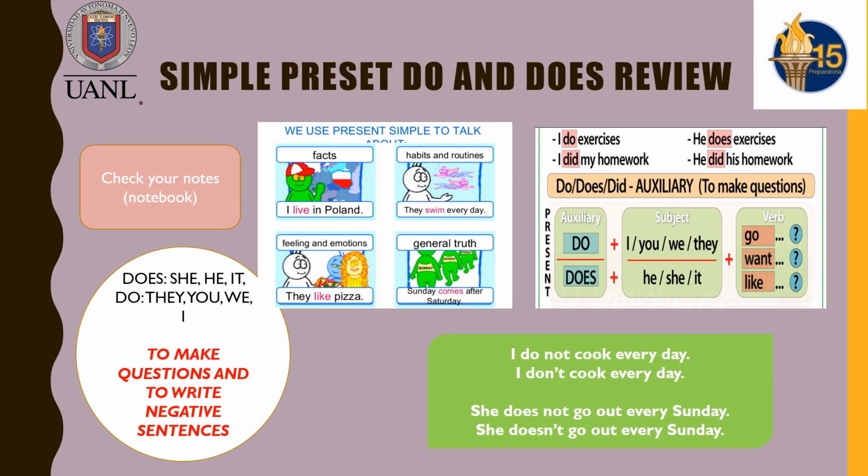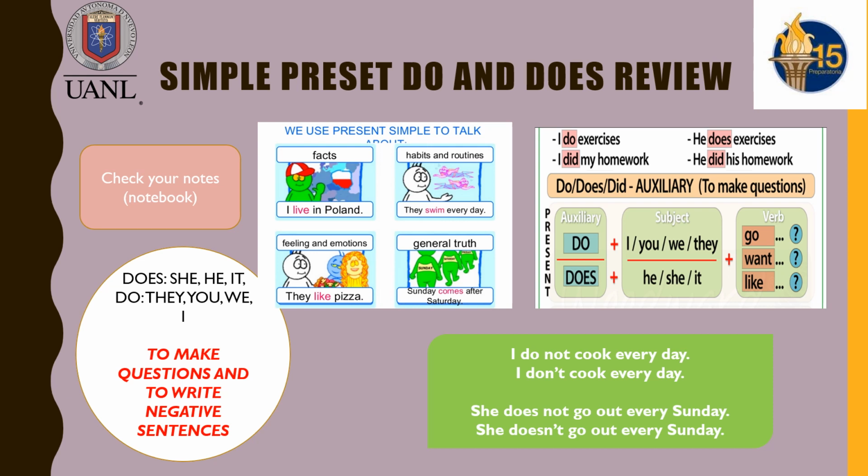Now we have the other part related with simple present tense using the auxiliary do and does. So this is a review. We checked this in the class, so you have the notes in your notebook. Check your notes in your notebook. The first thing that you have to know is the use. Use present simple to talk about facts, right? Feelings and emotions, habits and routines, and general truths.